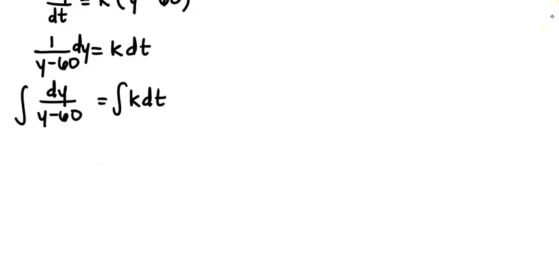On the right side, that's going to be a natural log absolute value of y minus 60. On the left side, we get natural log. On the right side, we're just going to get kt plus c.